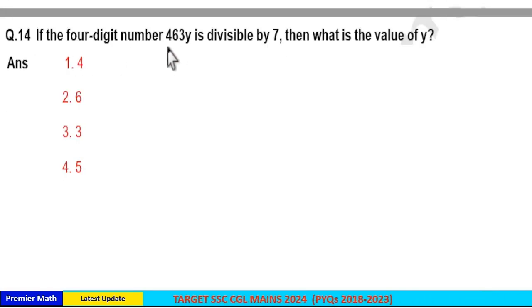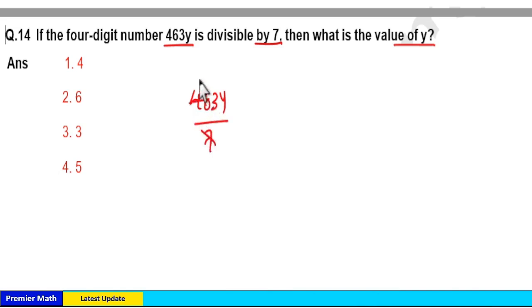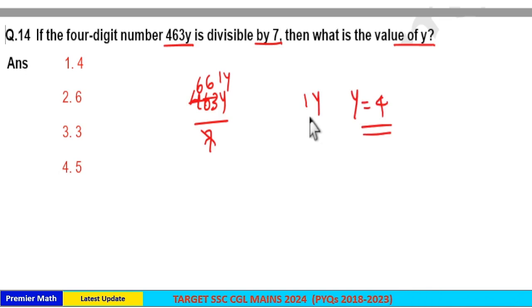If the 4-digit number 463y is divisible by 7, then what is the value of y? Here, 463y divided by 7. 7 goes 6 times in 42. Again, 7 goes 6 times in 42. Remaining 1y. So 1y means y should be 4 here. A multiple of 7 with tens place 1 means y should be 4. Option 1 is your answer.